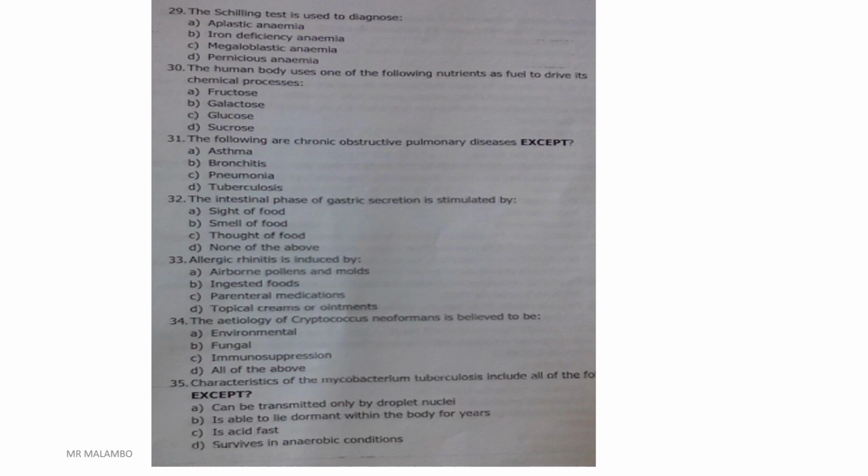Let's go. 29 says the chilling test is used to diagnose. We've got aplastic anemia, then iron deficiency anemia, megaloblastic anemia, then pernicious anemia. This kind of test goes well with pernicious anemia. So the answer is D.